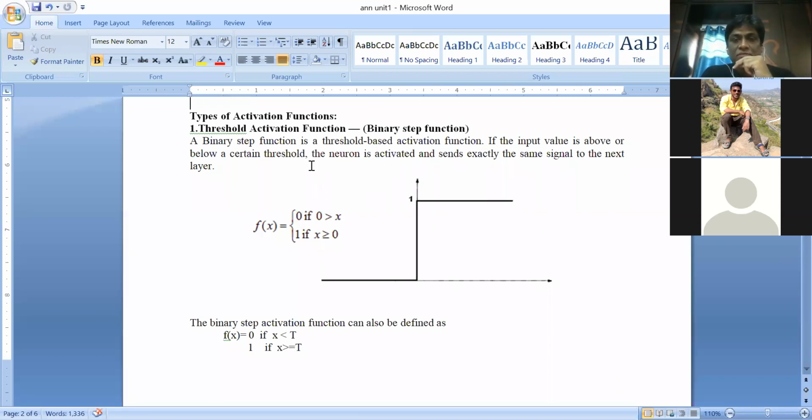So that is as simple as that. It simply goes as a straight line through the origin like this. Okay. And the second activation function is a binary step function, which is also called the threshold activation function.